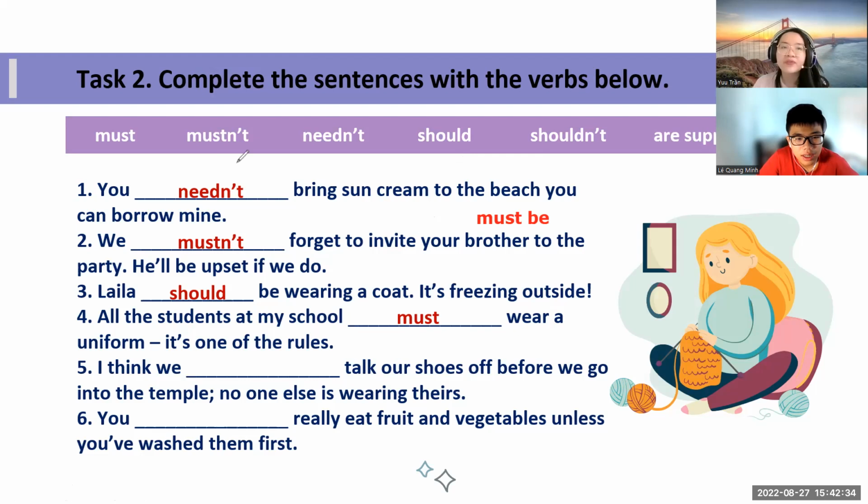Okay, so we only have a few answers left. We have needn't, mustn't, should, must already. Okay, so it is the fight between shouldn't and are supposed to, and it's a clear win for are supposed to, very easy. This must be are supposed to, right? All the other remaining answers have already been used.